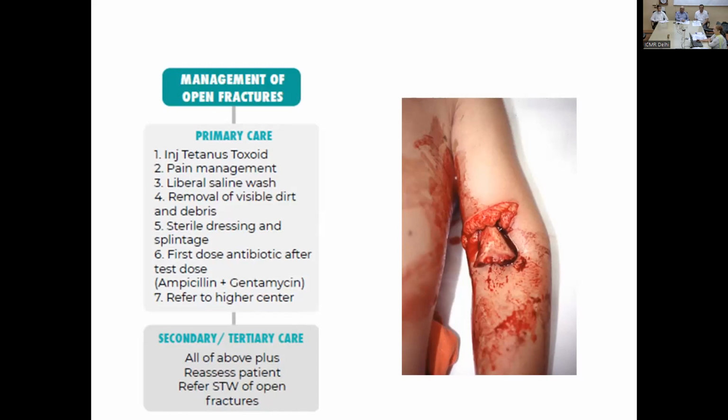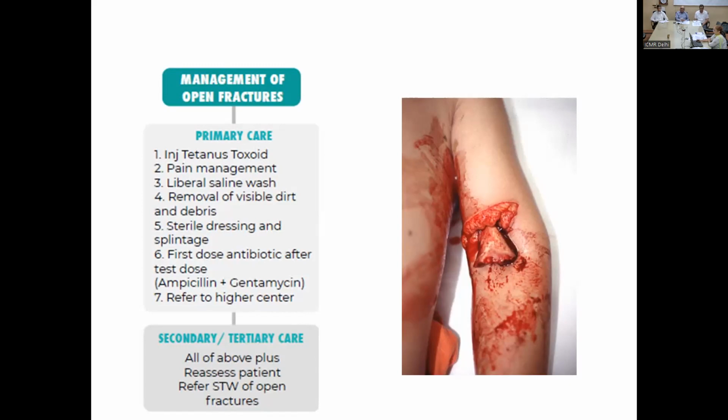A first dose of broad spectrum antibiotic should be given after the test dose, and the patient, after splinting, should be sent to a higher center. The splinting may be in many forms, like Cramer wire or wooden splint or other things.